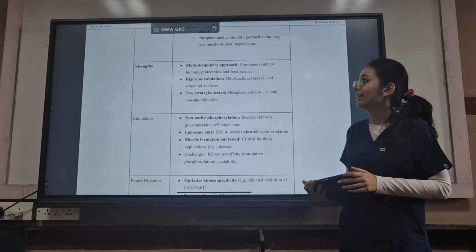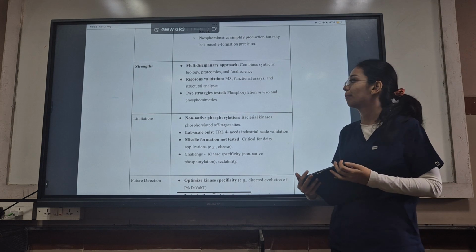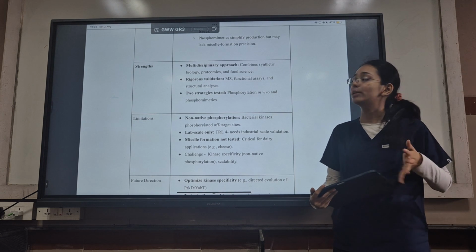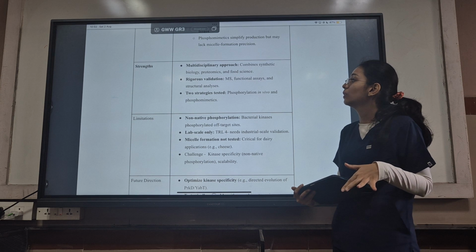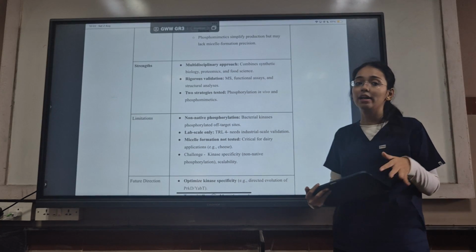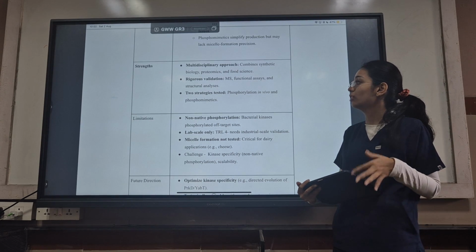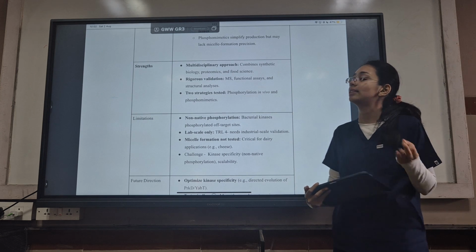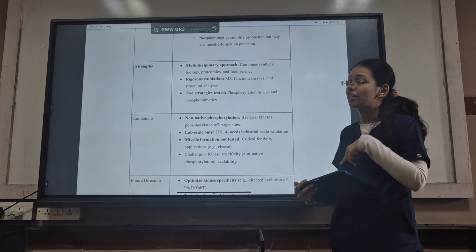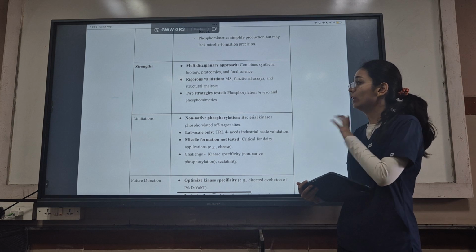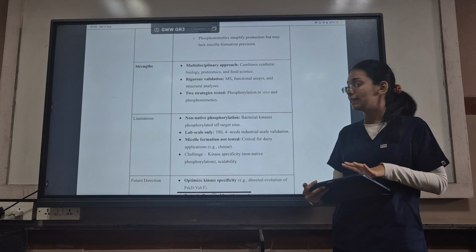The strength of the study is that it has a multidisciplinary approach that combines synthetic biology, proteomics, and food science. The study also had very rigorous validation; it used MS, functional assays, and structural analysis. So 2 strategies were tested, that is, phosphorylation in vitro and phosphomimetics.